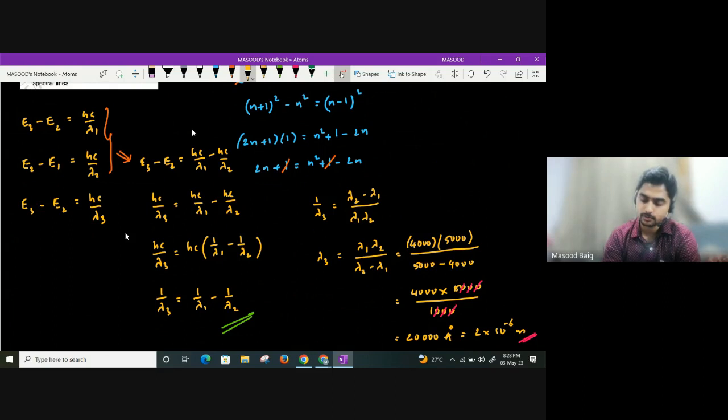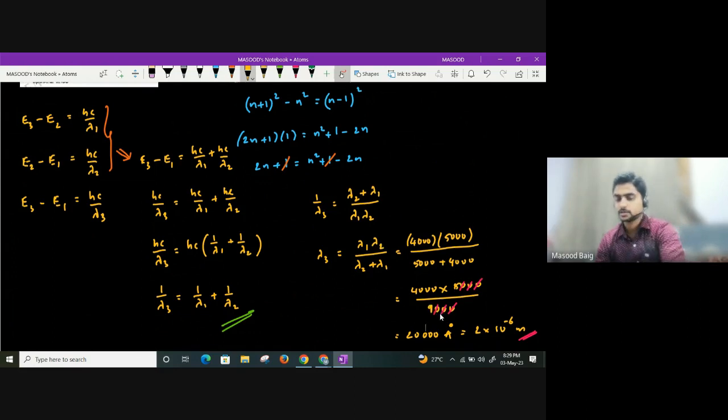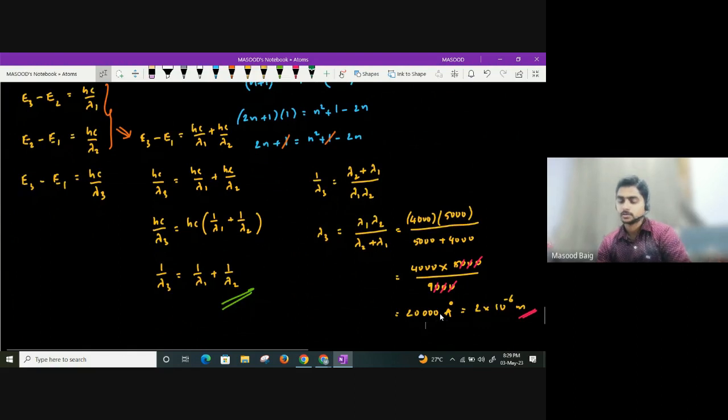If you add both of them, here you'll get E2 minus E1, and the third one is from 3 to 1, guys. This will be lambda 2 plus lambda 1. So in the denominator you'll get lambda 1 plus lambda 2, so you'll get it as 9,000. So 20,000 divided by 9 you will get, which will be triple two.